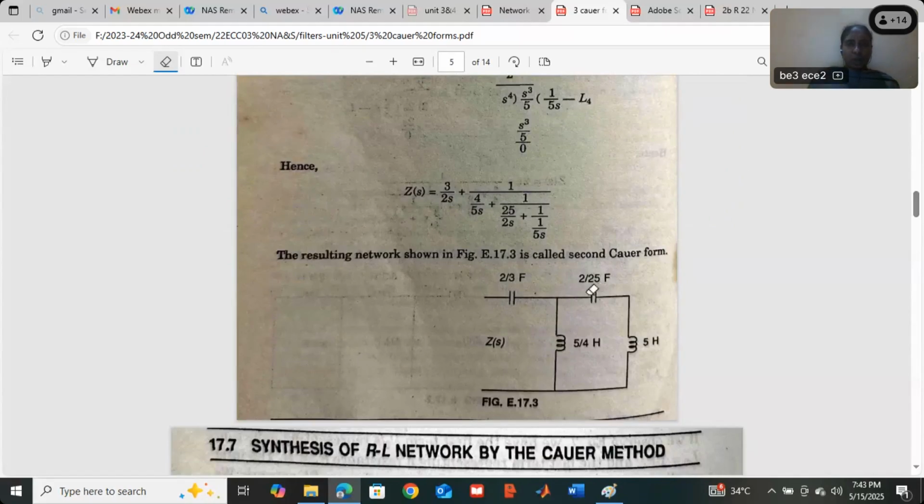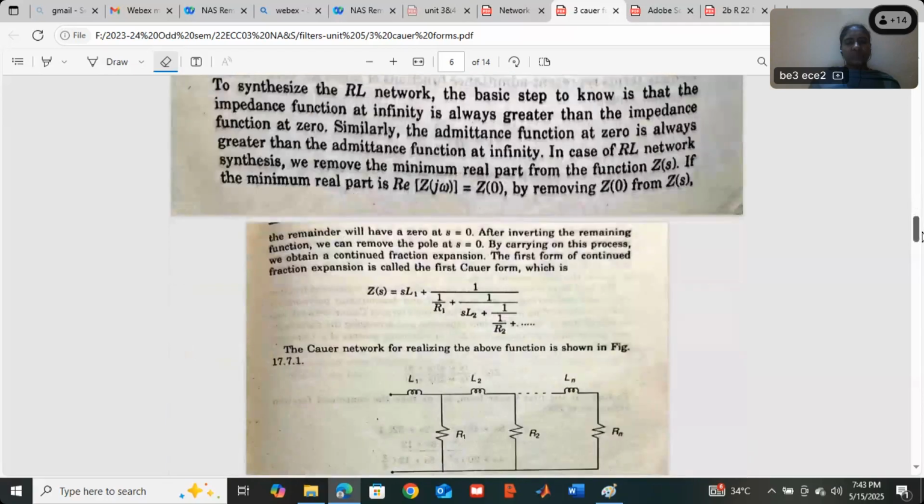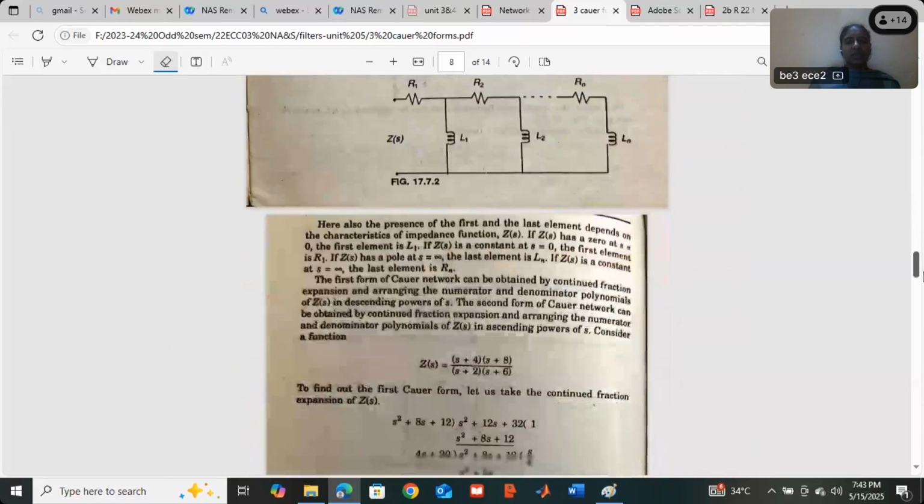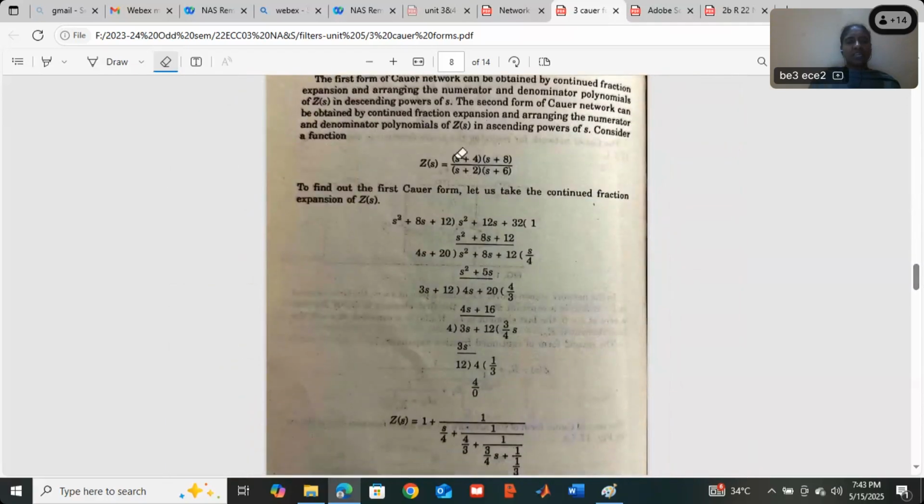I have discussed the problem only with an LC network. The same method applies for RL network and RC network also. Whenever a transfer function is given, you go with the division procedure. In Cauer form 1, the inductor will be given highest preference, then the resistor will be given next preference, and they will come in the horizontal.